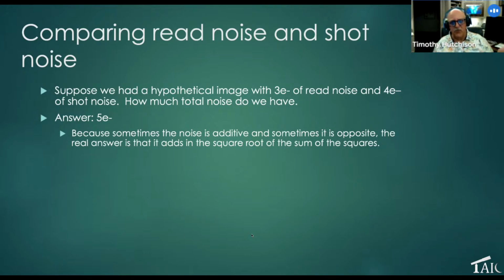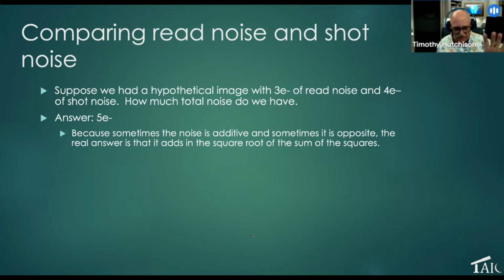Now, how does 3 + 4 = 5? Well, the 2 pieces of noise that we have, read noise and shot noise, add as the square root of the sum of the squares. Think of the Pythagorean theorem, right? If we had a little right triangle, and on the bottom we had read noise, and the vertical piece we had shot noise, the hypotenuse would be our total noise. They add up in the square root of the sum of the squares, right?